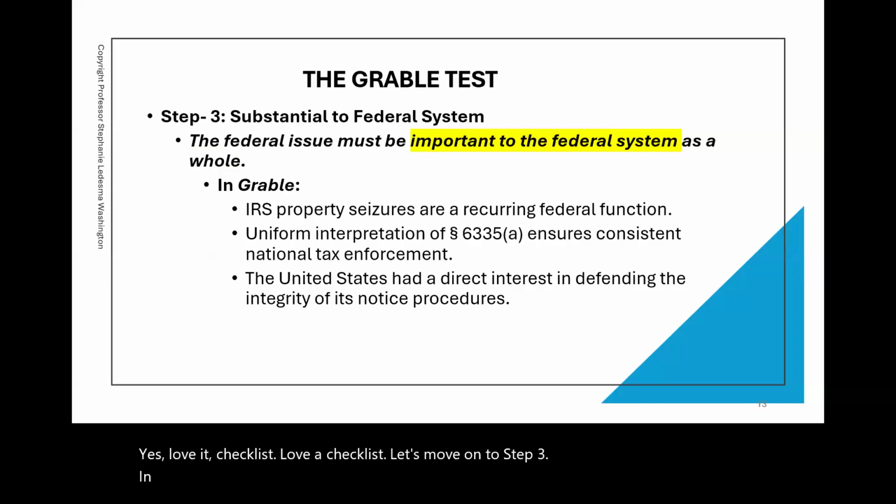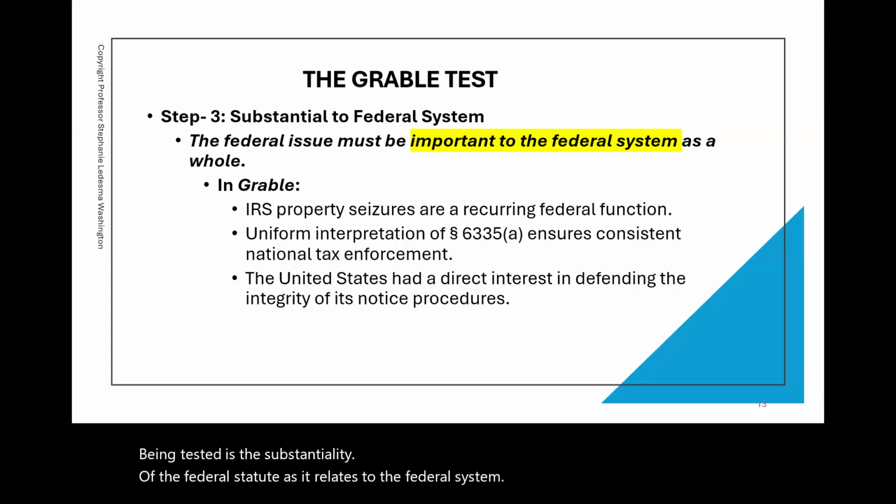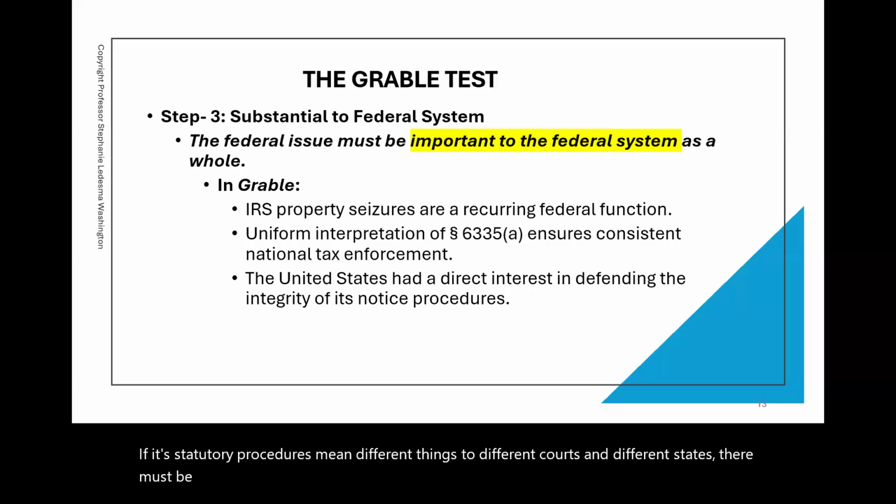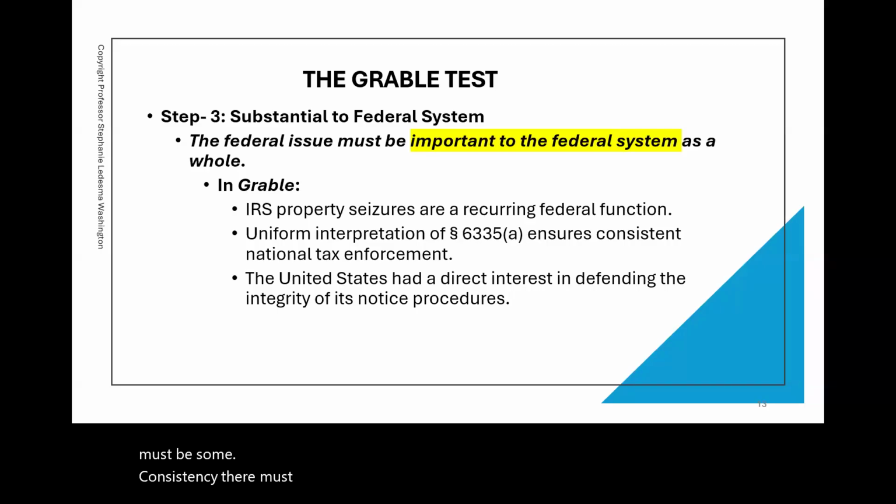In step three, what is being tested is the substantiality of the federal statute as it relates to the federal system. The IRS cannot function if its statutory procedures mean different things to different courts in different states. There must be some consistency. There must be some uniformity.